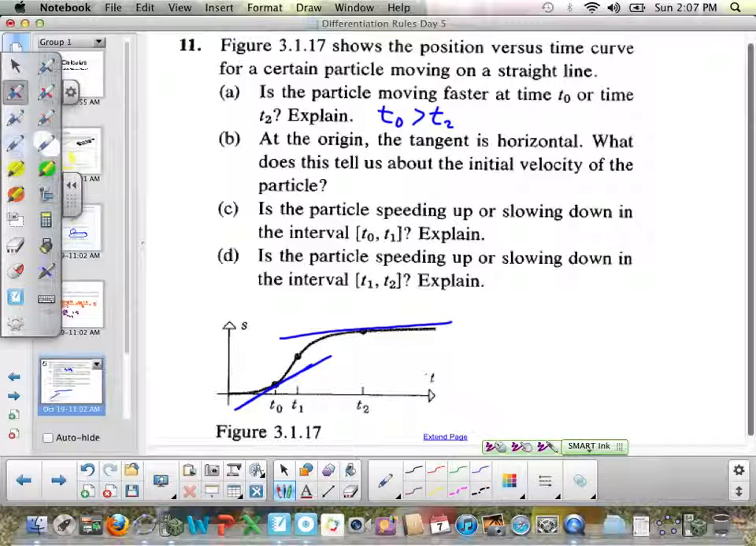Question B, at the origin the tangent is horizontal. What does this tell us about the initial velocity of the particle? Well, the tangent is horizontal. What does a horizontal line look like? It's a flat line. What's the slope of a flat line? The slope of a flat line is 0. So if it has a horizontal tangent at the origin, the initial velocity is 0.